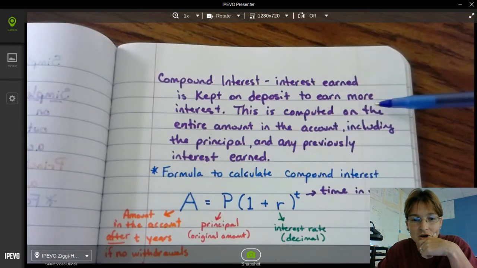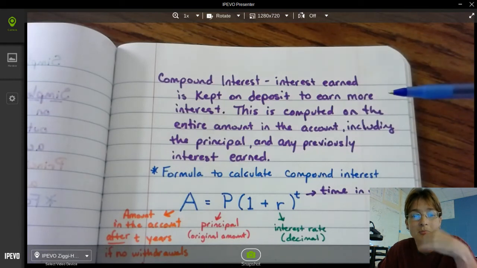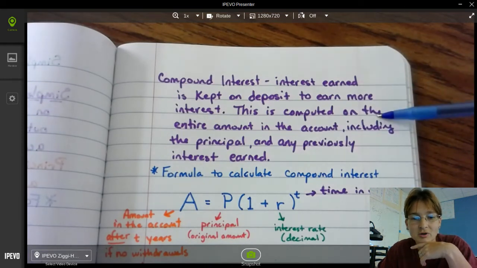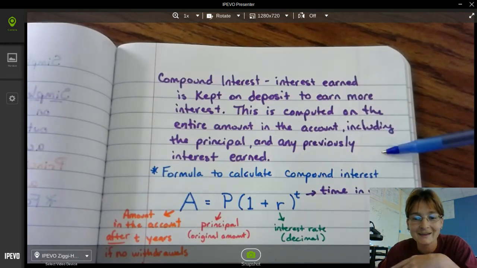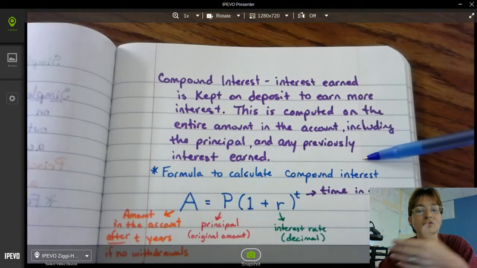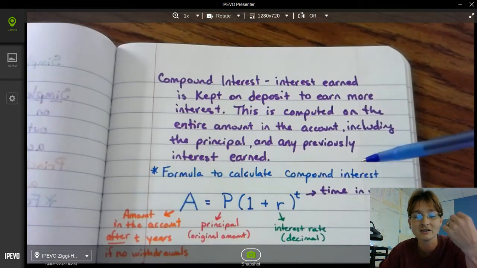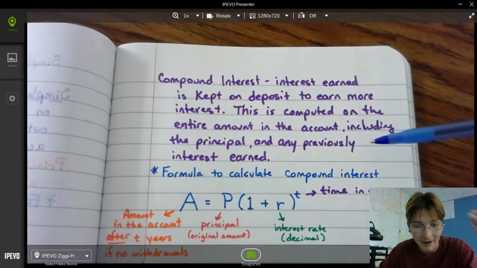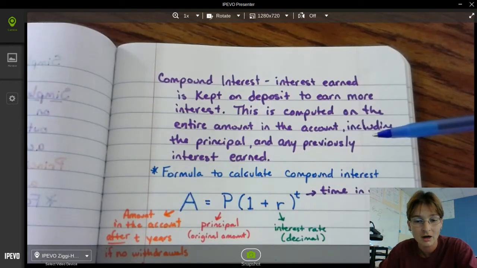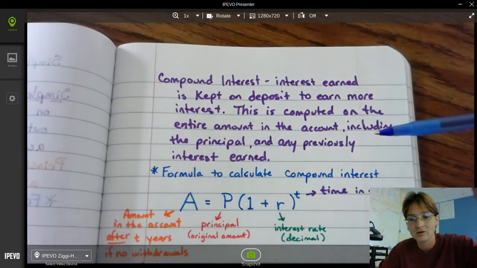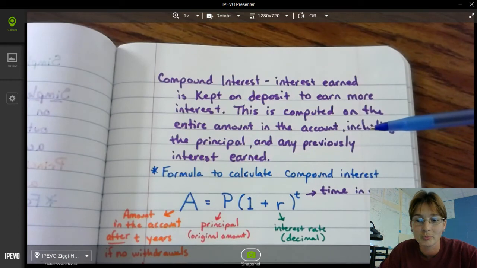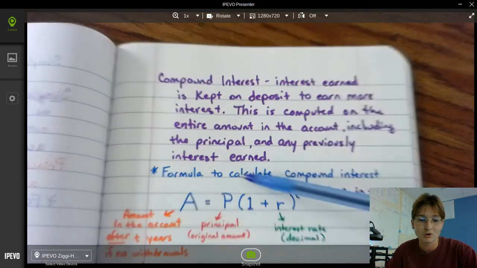Okay, so interest earned is kept on deposit to earn more interest. This is computed on the entire amount in the account, including the principal and any previous interest earned. So this is over a period of time, and the interest earned is added into what is already there at the end of that year. And then the next year, that interest is now computed on what was earned the previous year as well. So it just keeps building and building and building. And this is what most banks use.